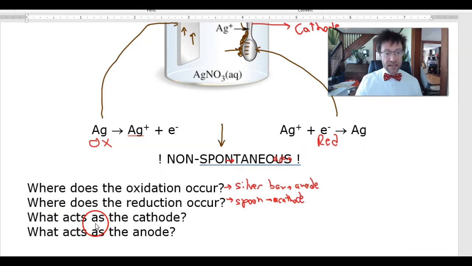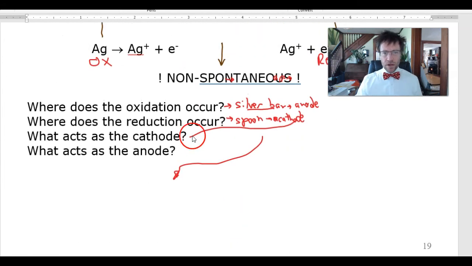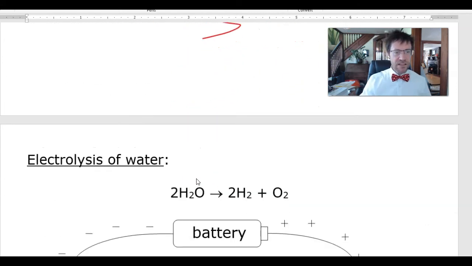What acts at... Oh, I just did that. I answered both of them. Where? The silver bar. Cathode. Spoon. Silver bar. Cathode. You guys get what I'm saying. I answered both of them at once. It's just weird how it's tripping out on me. It's not sticking. All right.